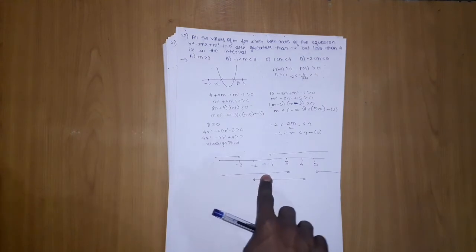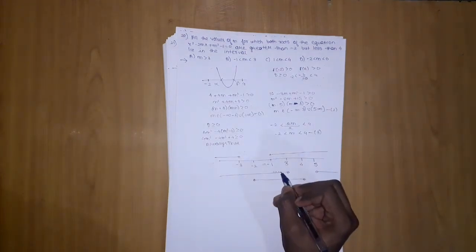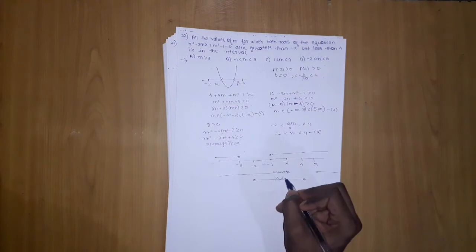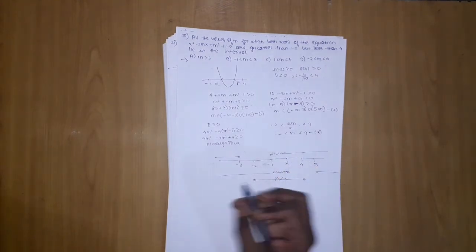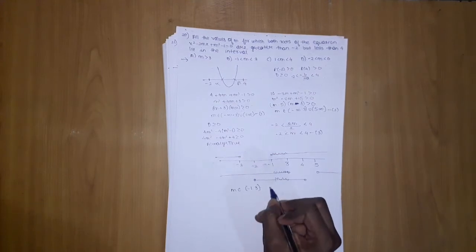M belongs to the similar part, they all have this part common. See, these all 3 have this part common, so m belongs to minus 1 to 3. B is the answer.